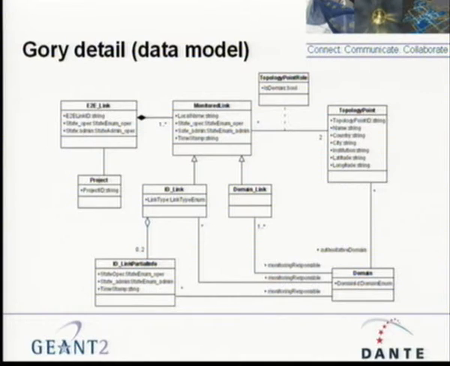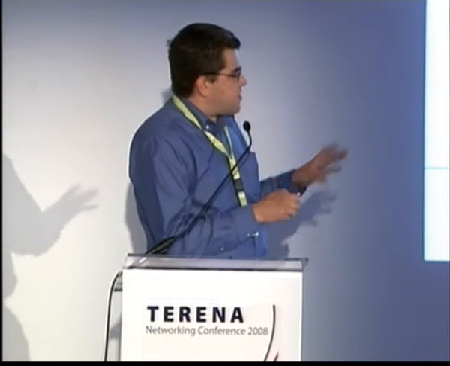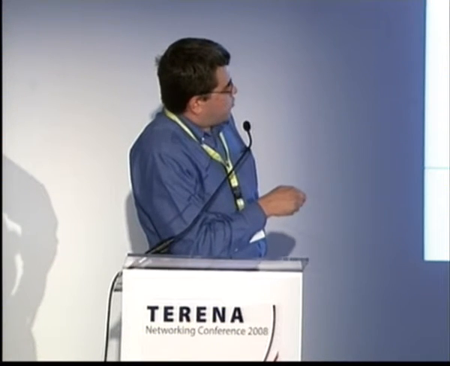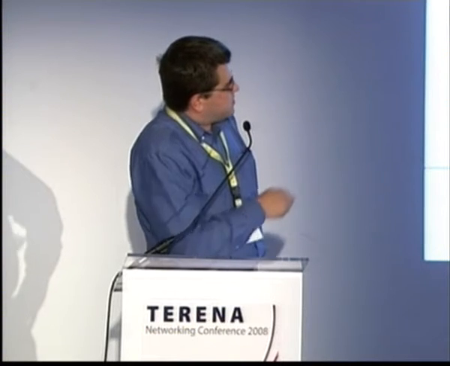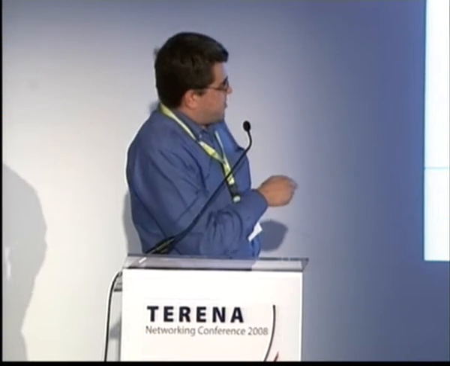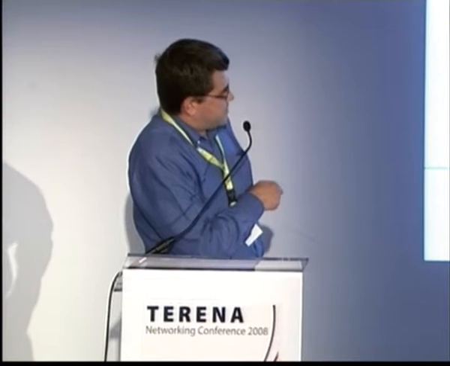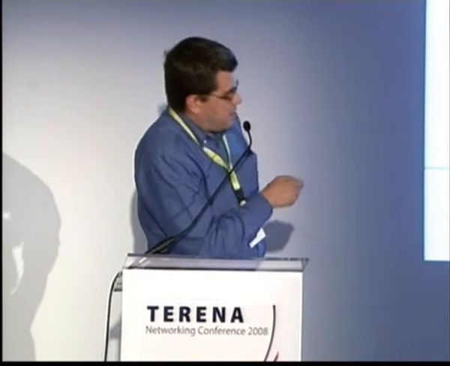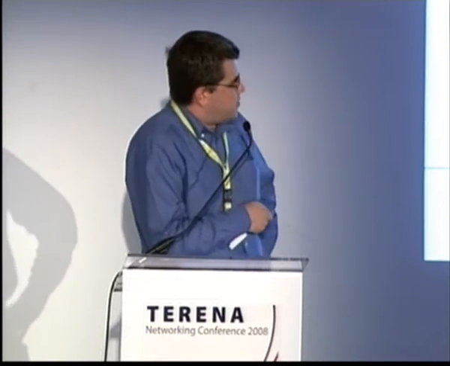So here's a little bit of the gory detail I mentioned. This is actually the complete data model, and it only takes up this much. I've seen some of these pictures during this week where there's loads of it. So this is quite a simple model. There are these monitored links, which take the form of an interdomain link or a domain link. There are topology points. There's some information about the project to which the link is affiliated, and then the end-to-end link name. So it's relatively straightforward.